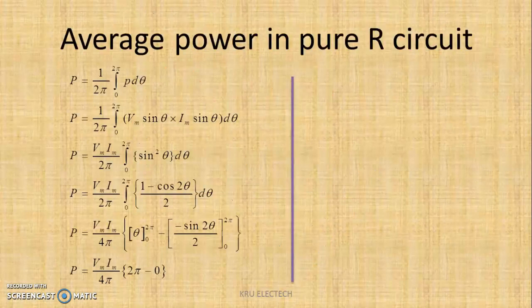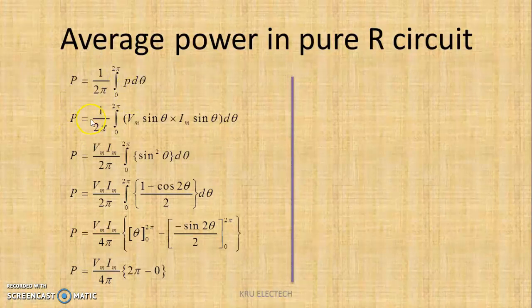So let us calculate the average power in the pure R circuit. If you want to take the average over the cycle, then you have to integrate. This is the value of power for the whole cycle, and it is given by the equation P equal to 1 divided by 2 pi. If you take the integration for the whole cycle, the band is from 0 to 2 pi, so you take 2 pi minus 0, and the integral is from 0 to 2 pi. Here the power is integrated over the x-axis, that's why we put d theta here.